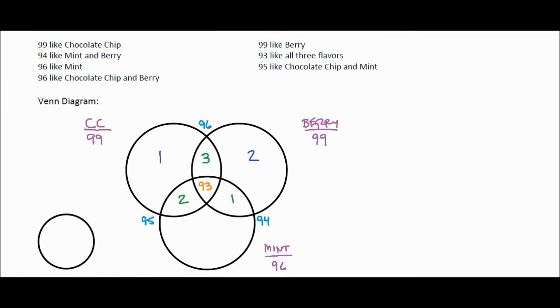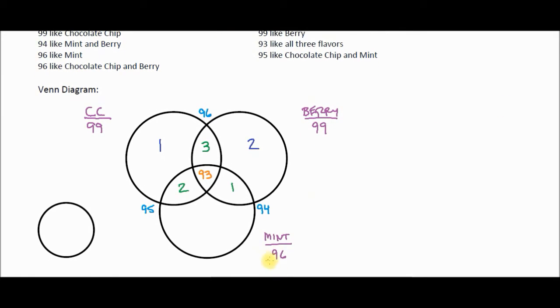And the last one, mint. 96 people like mint. 93, 94, 95, 96 of those people also liked another flavor. That means 96 minus 96, class, there were 0 people in our survey that said they just liked mint and didn't like any of the other flavors.